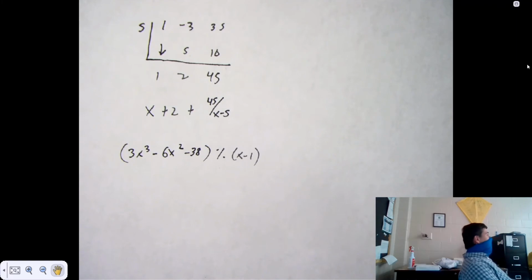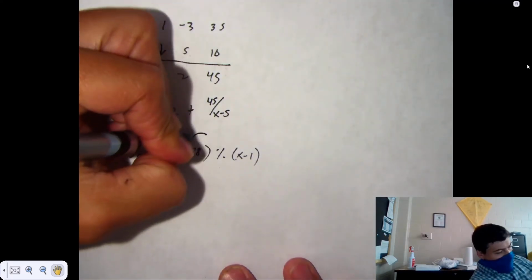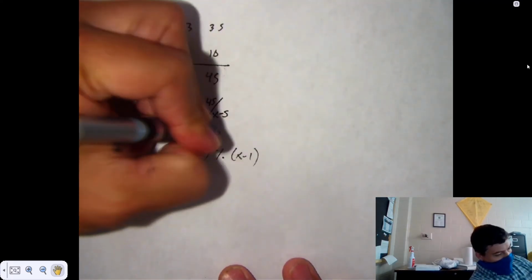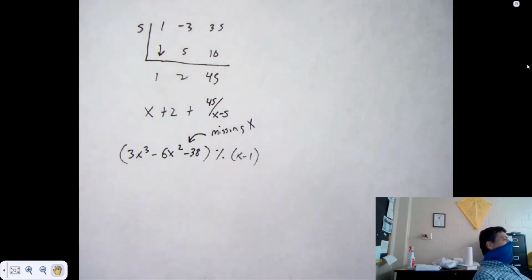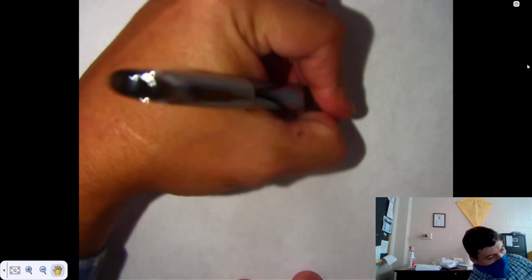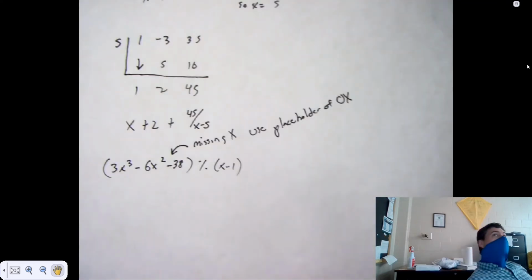Anybody notice anything special about this one? Why I said it was a little bit different? Why it might be in the next level? Why might it be in the next level, Lauren? You've got to have a placeholder. If you look at this thing, it's missing an x term, isn't it? So we've got to have a placeholder. So we're going to use a placeholder of 0x.